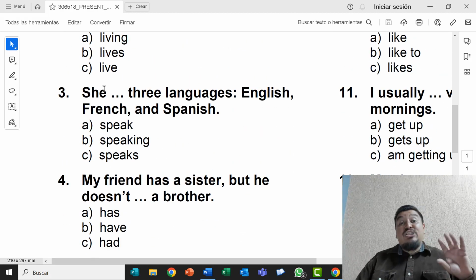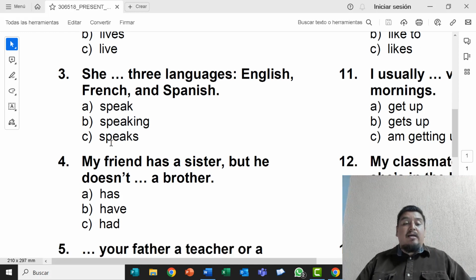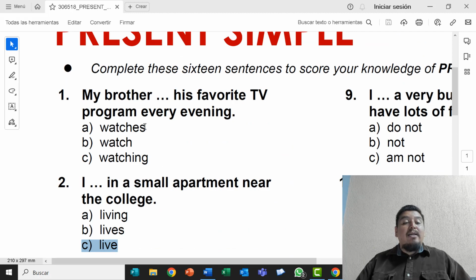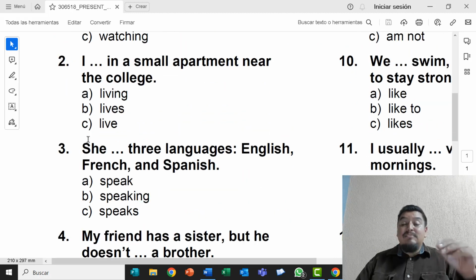What about number 3? She speaks. No, this is rule number 1. Speaks. So she speaks 3 languages: English, French, and Spanish. Yeah, the correct answer is letter C. The correct answer here, number 2, is letter C. The correct answer, number 1, is letter A. Okay, then we'll compare your answers with the explanation.